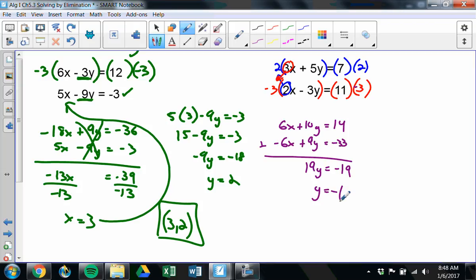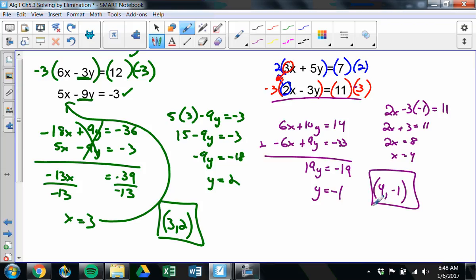If y equals negative 1, then I'll find x. I plugged it into this equation here. So I get 2x plus 3 equals 11. So 2x is 8, so x is 4. The solution to this system is the point (4, negative 1). 12 minus 5 is 7, and 8 plus 3 is 11, so it checks.